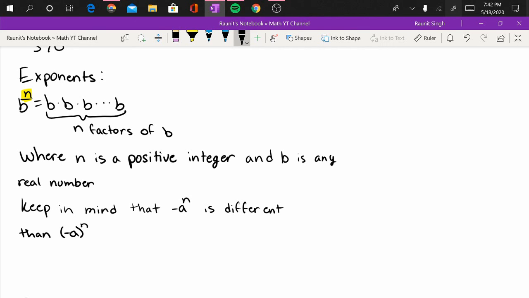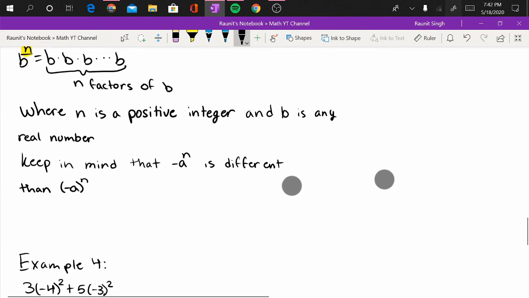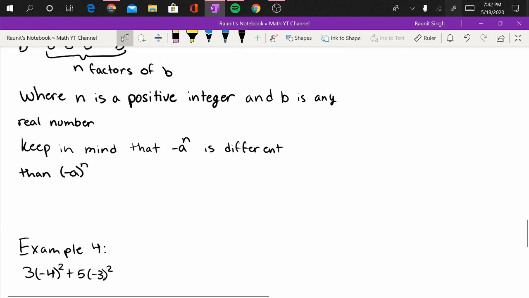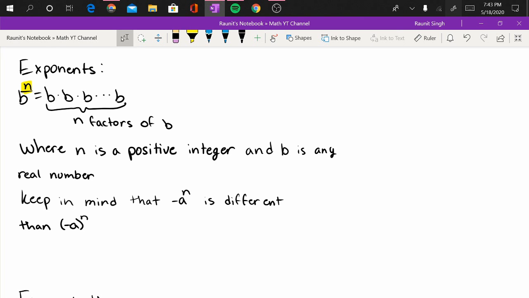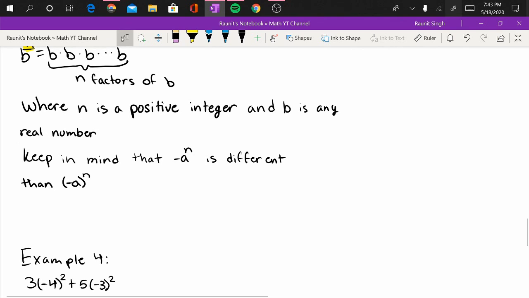So n has to be a positive integer and b has to be any real number. The reason why I say positive integer is that we haven't learned about what happens when n is negative. So we will learn that later. And just for now, n has to be positive.